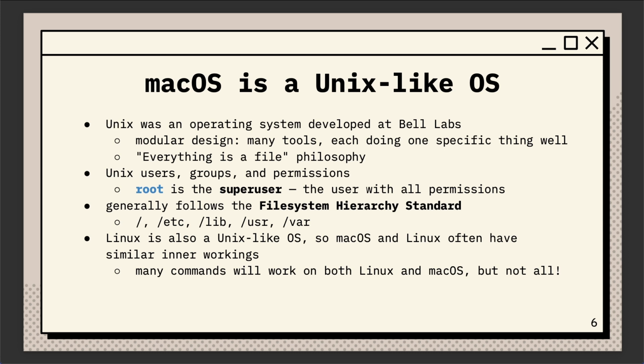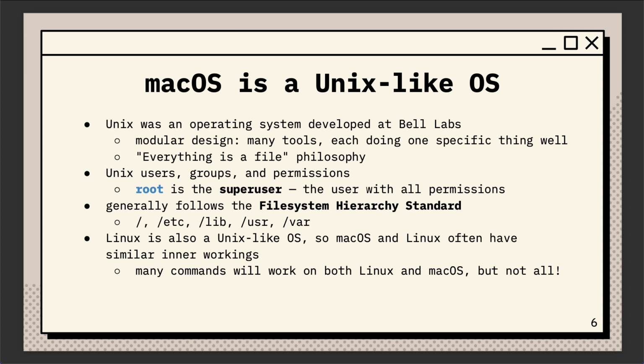Unix also adopted an everything is a file philosophy, where every feature of the operating system, such as processes, network connections, input devices, output devices, were all represented internally as a file. This introduced a very uniform interface for the different parts of the operating system. Another feature that's often borrowed from Unix is its file system hierarchy standard. At the top of the file system is a directory called root, and there are commonly shared directories such as etc, lib, usr, and var.